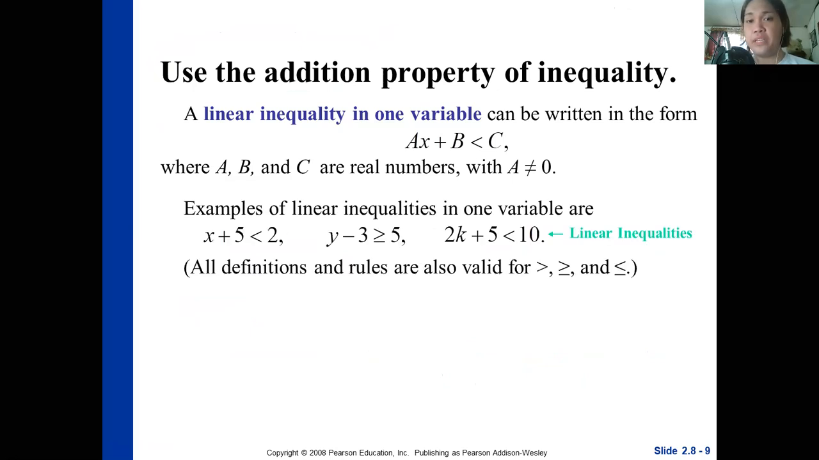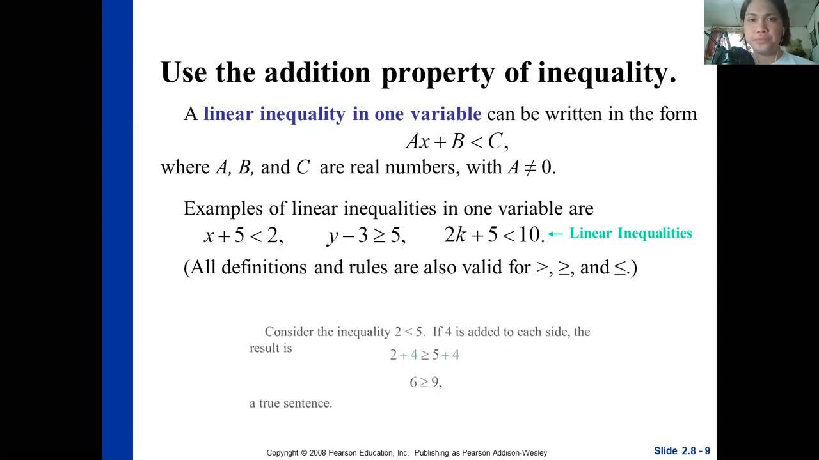Examples of linear inequalities in one variable are x plus 5 less than 2, y minus 3 greater than or equal to 5, and 2k plus 5 less than 10, as you can see on the screen. And all definitions and rules are also valid for greater than or equal to, and less than or equal to.